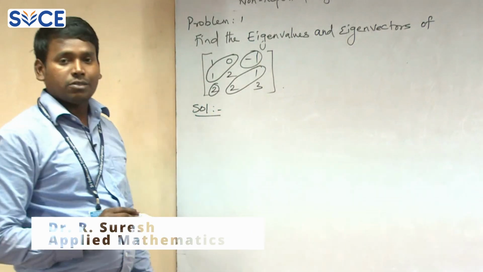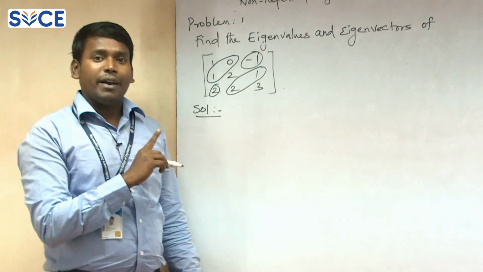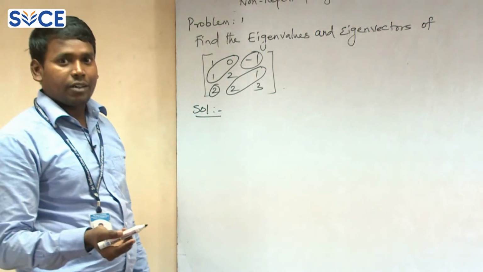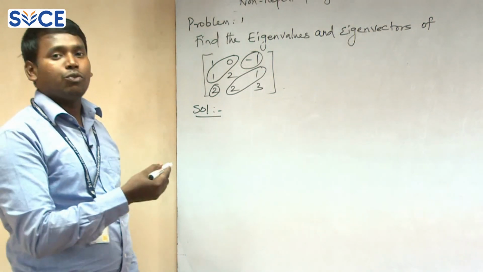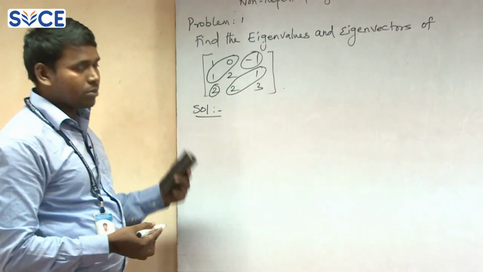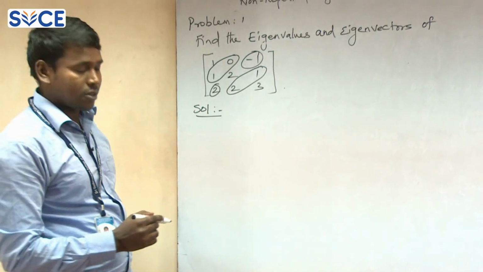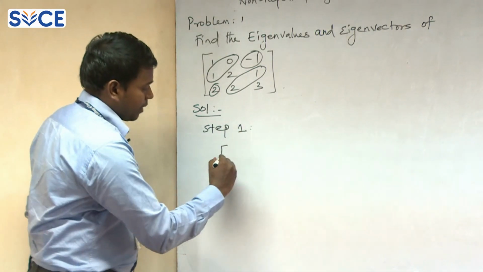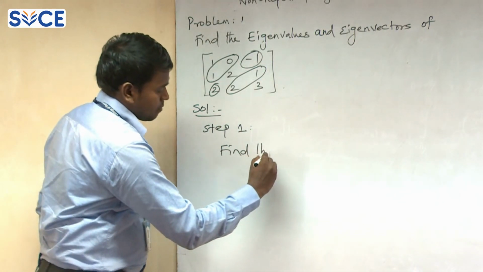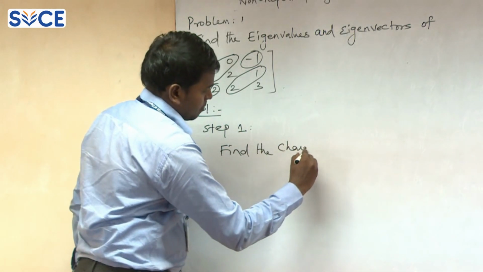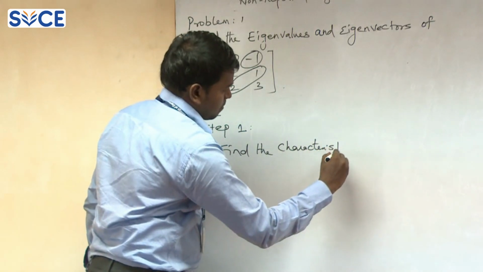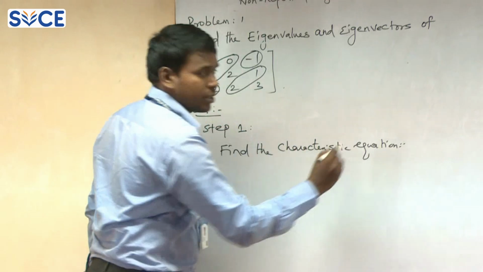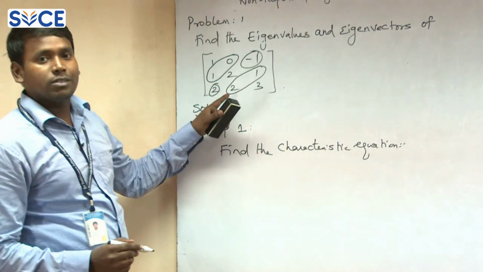Solution, there are 3 steps. First step, find the characteristic equation. Step 2, solve the characteristic equation, that is, find the eigenvalues. Step 3, find the eigenvectors. First, step 1, find the characteristic equation. So the given matrix is 3 by 3.